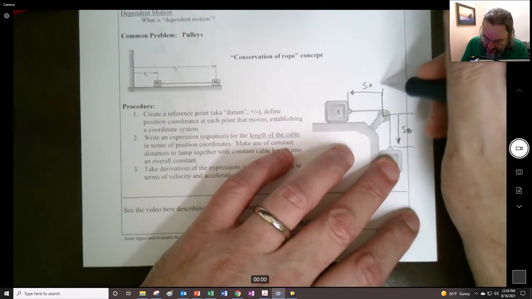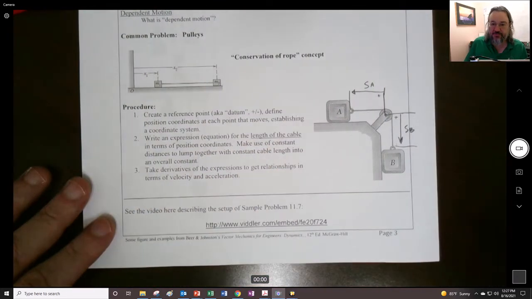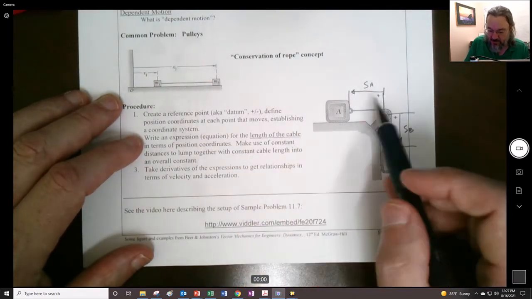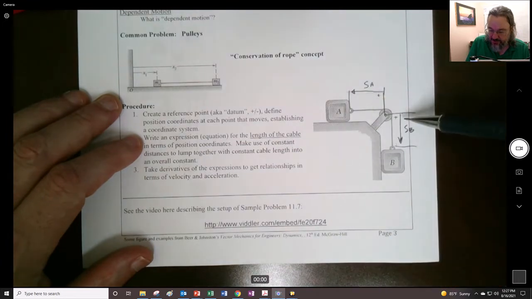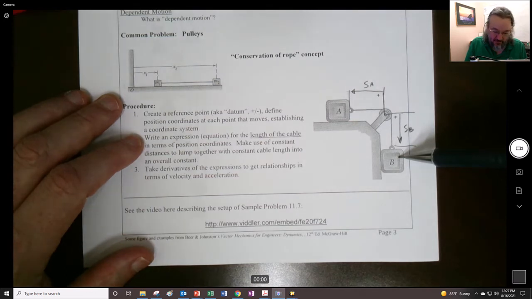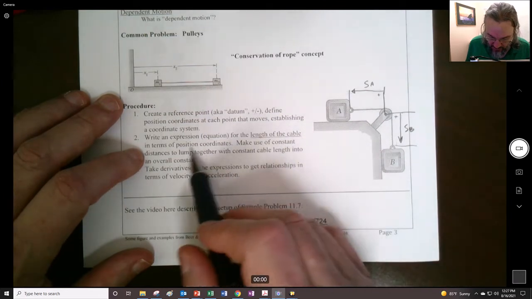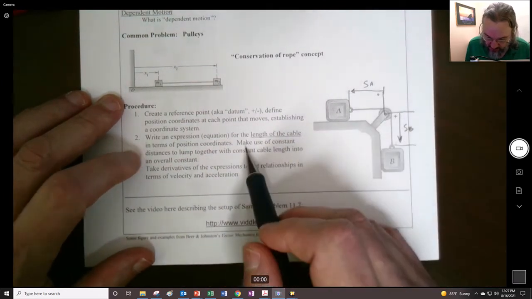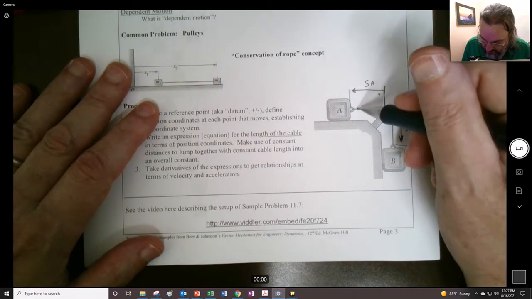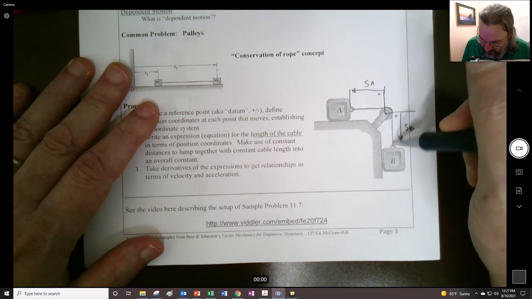So we're going to say that direction is the positive direction, and it's just for the time being, doesn't matter. So we define the datum, and from that datum decide what is plus and minus. So plus is that direction, and plus is this direction for B. Then we write out the expressions for the length of the cable in terms of the position coordinates we've just created. So noteworthy is that if we're going to have the length of the cable, it's going to be this guy plus this little arc right here plus that length.